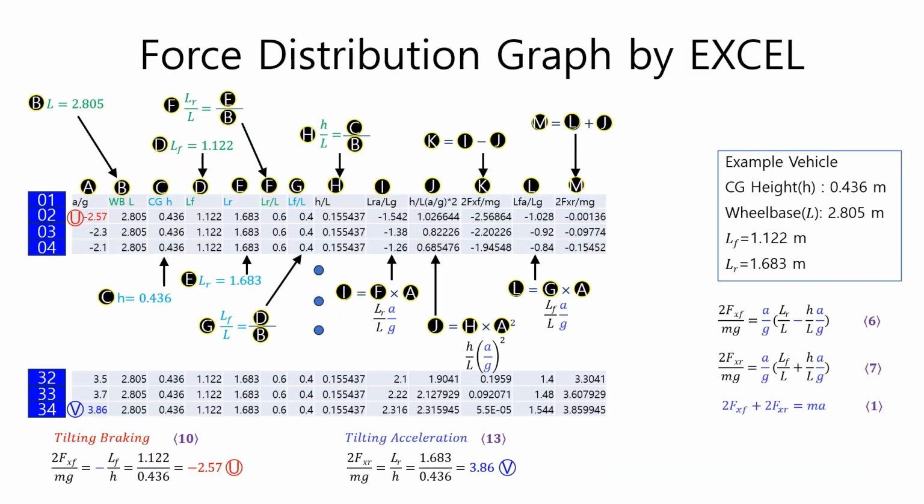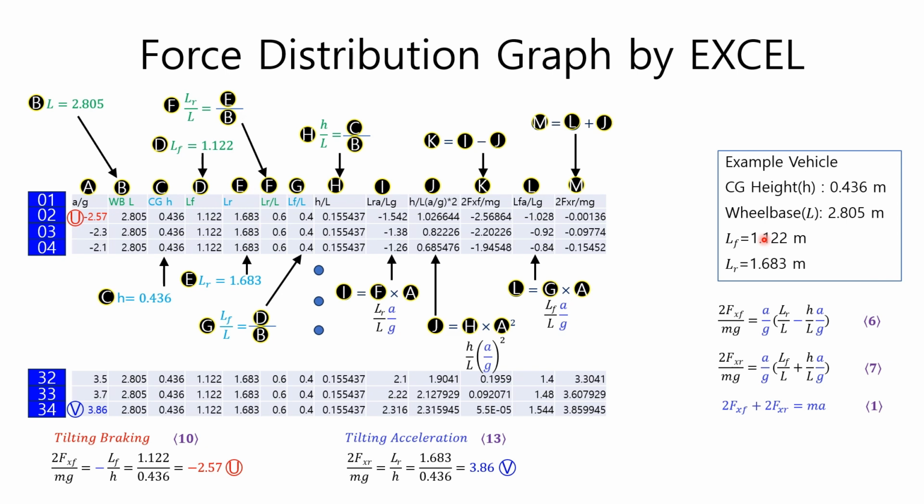Let's use the above equations 6, 7, and 1 to create a graph of the optimum force distribution curve using Excel. First, in order to determine the data range, we calculate the above tilting braking and tilting acceleration in g-units. All g-unit values between these two values represent all accelerations and decelerations that can occur when all axles of the vehicle are attached to the ground. G-unit values outside this range represent a state where one of the vehicle's axles is off the ground, so there is no need to analyze them.